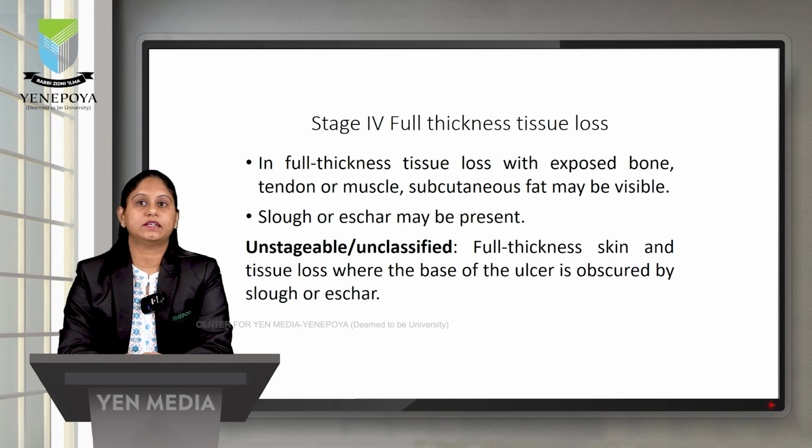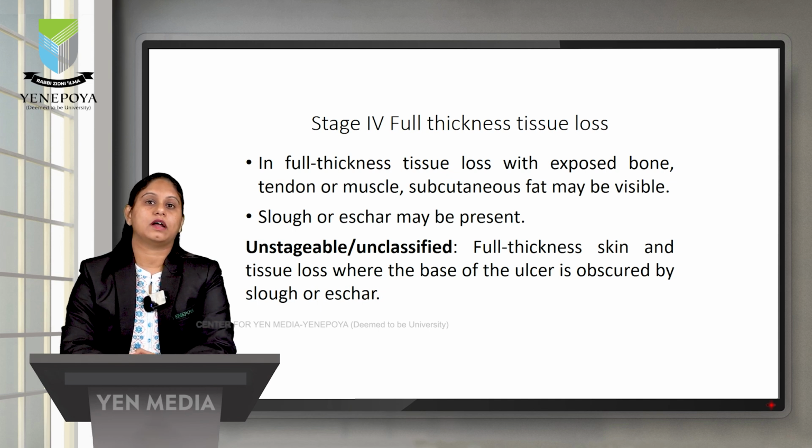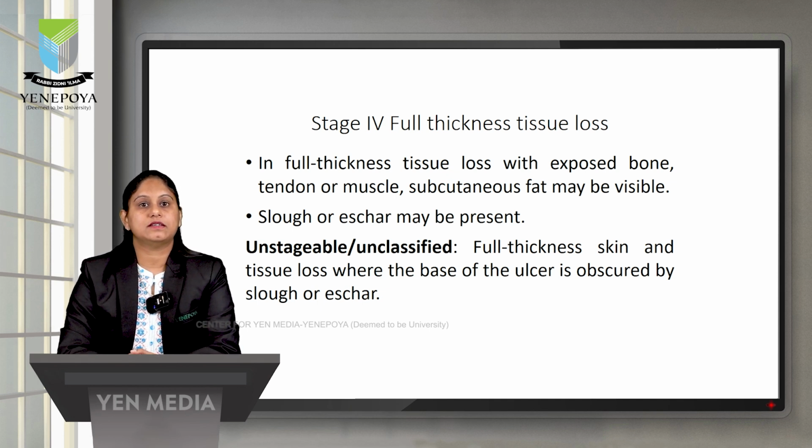Stage 4, full thickness tissue loss. In full thickness tissue loss, we can see exposure of bone, tendon or muscle, and also subcutaneous fat or tissue. Slough or eschar may be present. Eschar is an accumulation of dead tissue, debris and sometimes bacteria. The severe stage, that is the unstageable or unclassified stage, we sometimes see in patients with full thickness skin loss or tissue loss, where the base of the ulcer is obscured by slough or eschar.